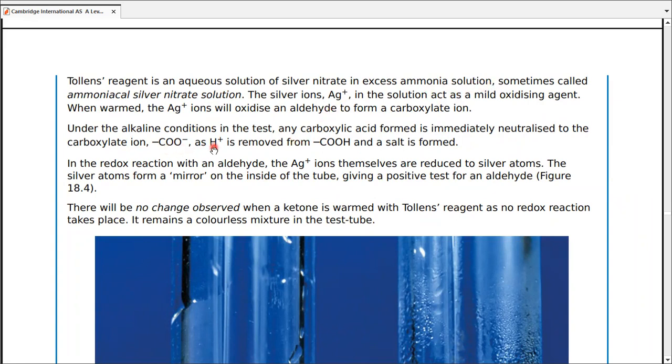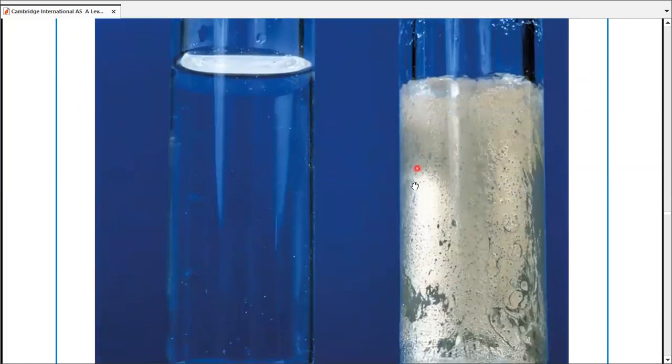So of course, H+ is removed and a salt is formed. Since this is a redox reaction, the Ag+ ions get reduced. What do they form? Silver atoms. These silver atoms inside of a tube form a proper mirror, giving a positive test. That's how it's going to go.